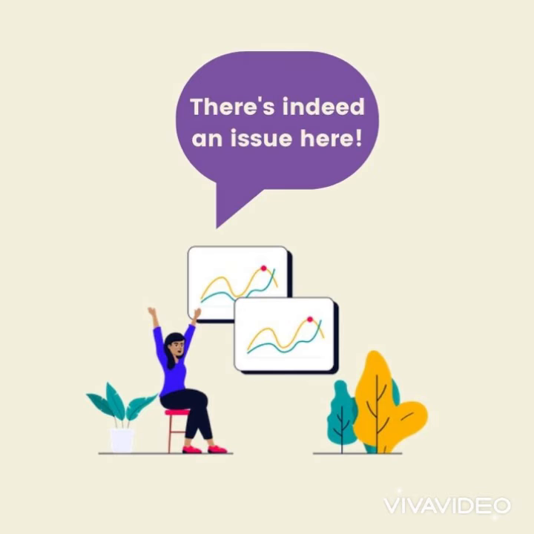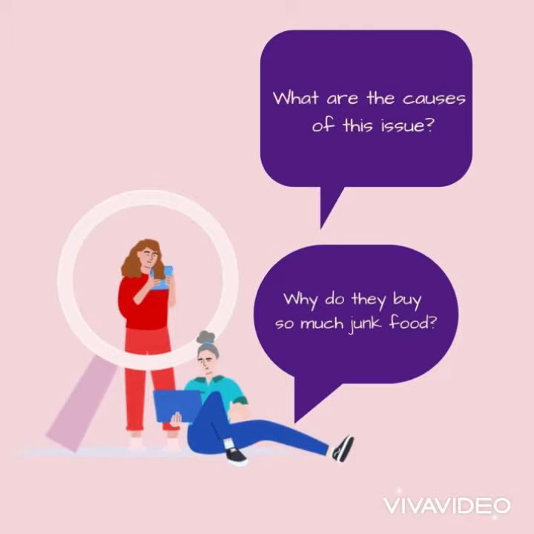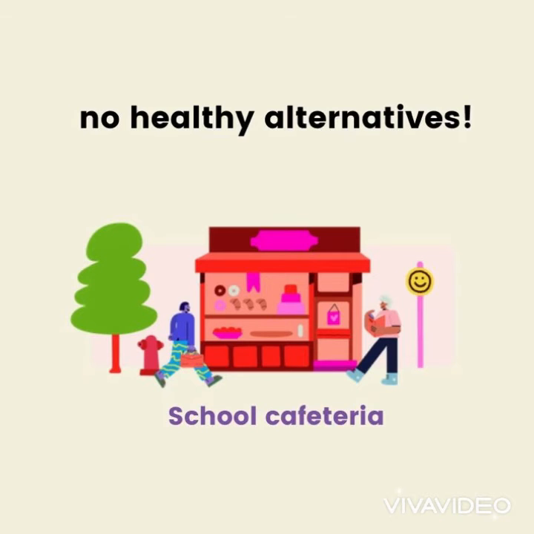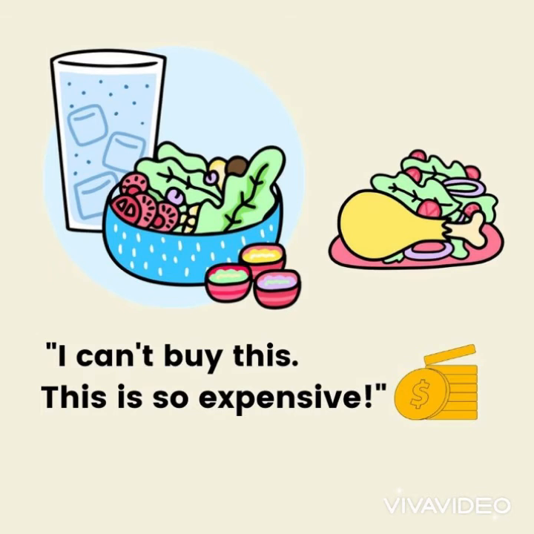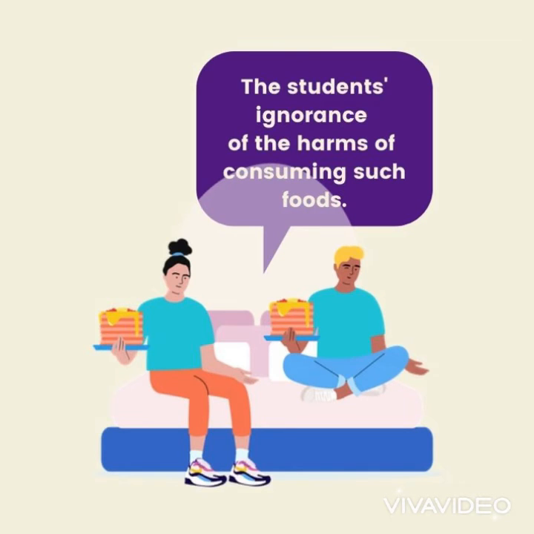And after they come up with their findings, stating that there is indeed an issue with high consumption of junk food, they can then move into analyzing the causing factors for this issue. After listing the causes for this issue that include 1. School cafeteria provides only junk food. 2. There are no available healthy alternatives. 3. The higher cost of healthy snacks. And 4. The students' ignorance of the harms of consuming such foods.